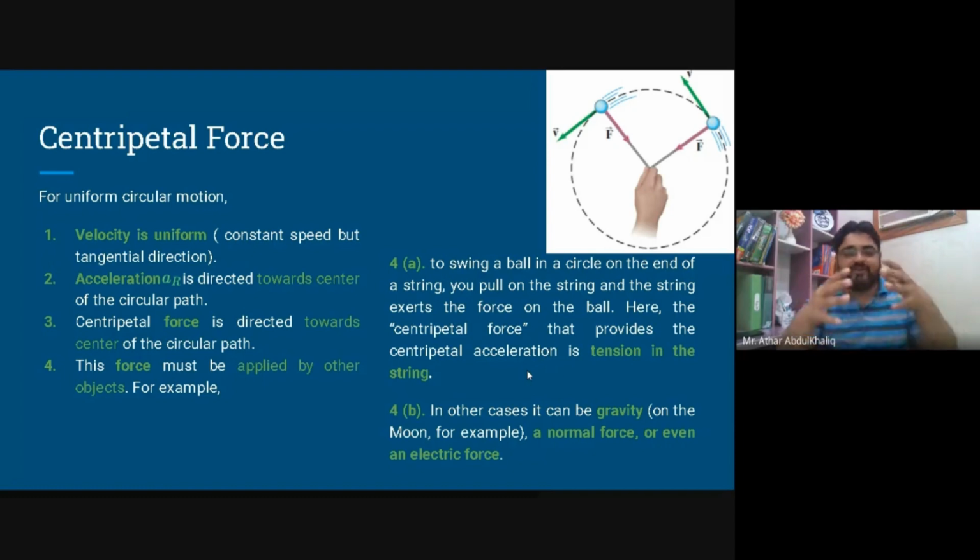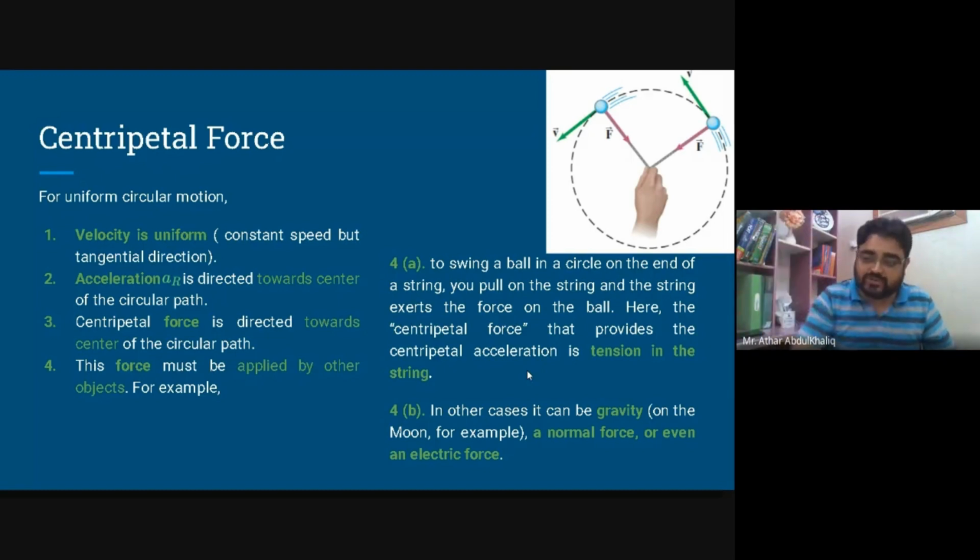So whenever an object moves in a circular path, we have to keep in mind that there is a centripetal force. This centripetal force can be Mr. Athar's hand. It can be electric. It can be gravity. The moon is revolving around the earth. There is no string, but the gravity of the earth keeps it revolving around the earth.